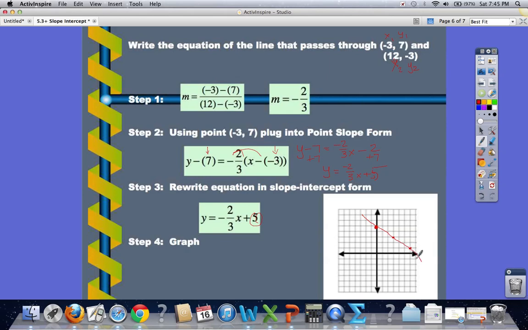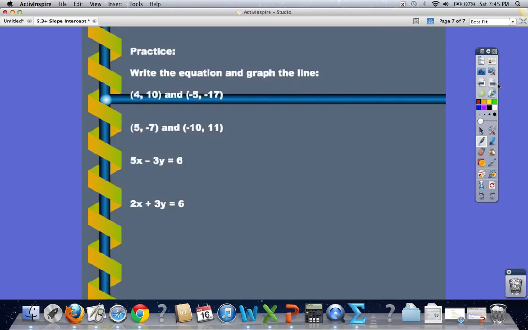Okay? Very good. Double check your work. It's a negative slope, so it should be a negative line, which it is. You can graph it in your calculator and check it too.